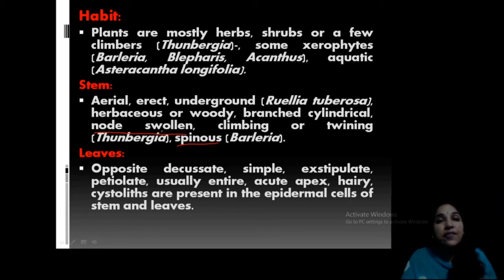Leaves are opposite decussate and exstipulate. Stipules are usually absent. Another point is that leaves usually have an acute apex and are hairy. Then cystolith. What do we mean by cystolith? Calcium carbonate crystals. These cystoliths are present in the epidermal cells of the stem and leaves. So the presence of cystolith is a very important anatomical feature.